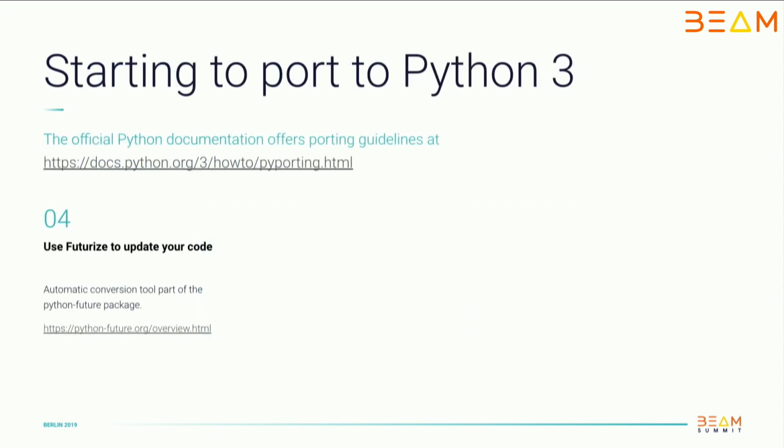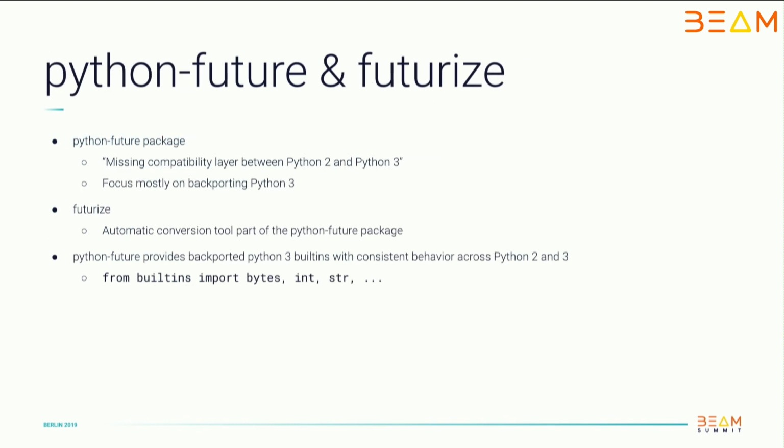All right, now that we know the biggest differences, we can actually start porting. The first step here is to update your code with Futurize. Futurize is an automatic conversion tool, part of the Python Future package, which calls itself the missing compatibility layer between Python 2 and Python 3. It focuses mostly on backporting Python 3 behavior. This is in contrast to six, which was previously used by Beam, which focuses a bit more on forwarding the Python 2 behavior. We chose backporting Python 3 because it results in more future-proof code. If we decide to drop Python 2 in the future, then we don't need to port again. But of course, it was a bit more work in the current step.